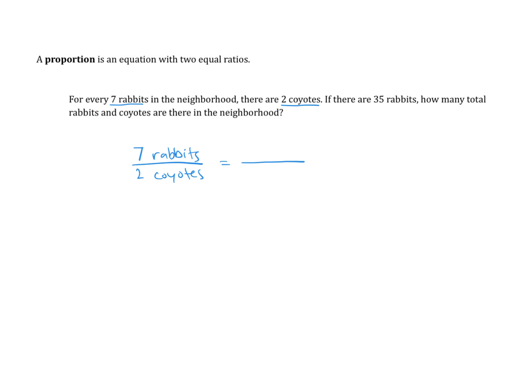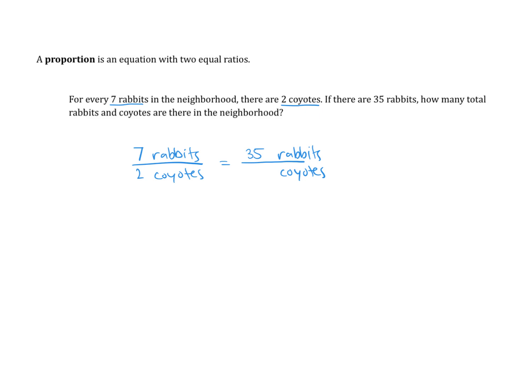And the other thing that's important about proportions is that our units agree. Since I put rabbits on the top, I'm going to need to keep rabbits on the top over here and coyotes on the bottom. So this follow-up question, if there are 35 rabbits, how many total rabbits and coyotes are in the neighborhood? I'm going to put the 35 rabbits right here. Now, the answer I'm going to get is not going to be the total number of rabbits and coyotes combined. I'm going to find the number of coyotes, and then I'll have to add those up to find the total.